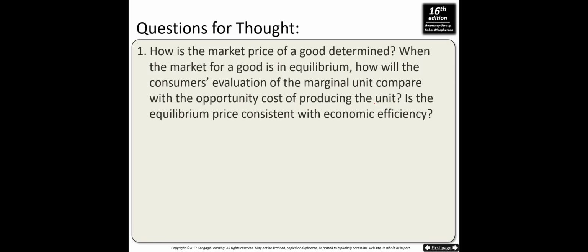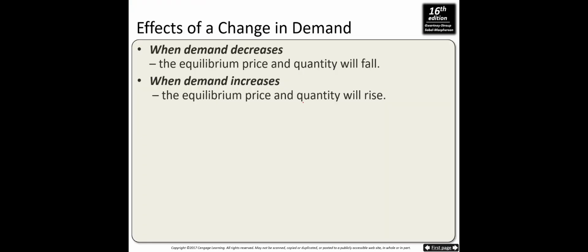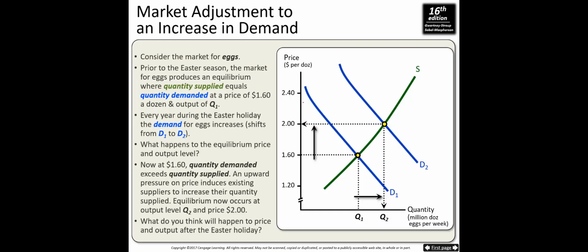Again, you have some questions here you can answer on your own. And now the next section is how markets respond to changes in demand and supply. When demand decreases, the equilibrium price and quantity will fall. When demand increases, the equilibrium price and quantity will rise. Let's understand this with an example.